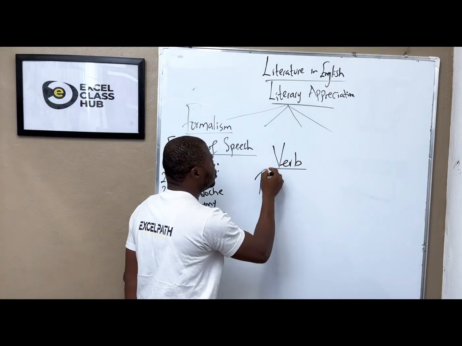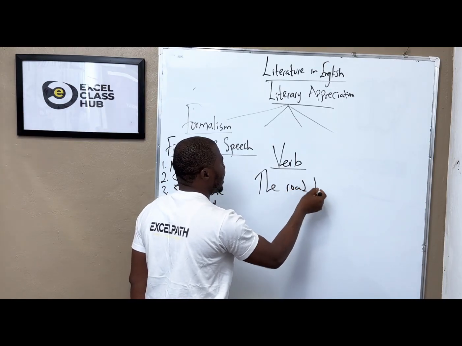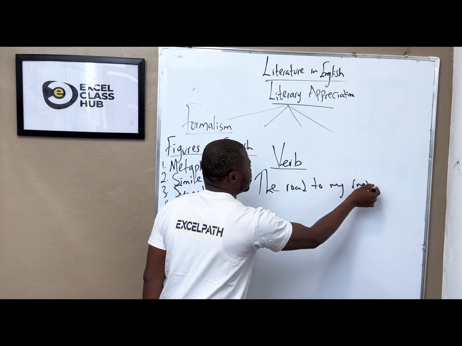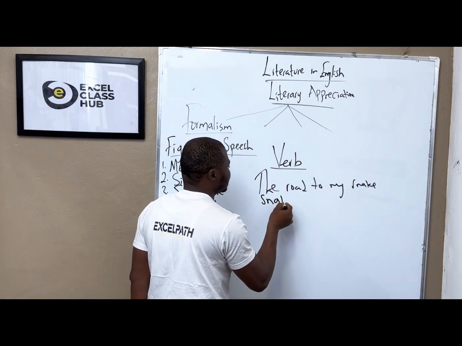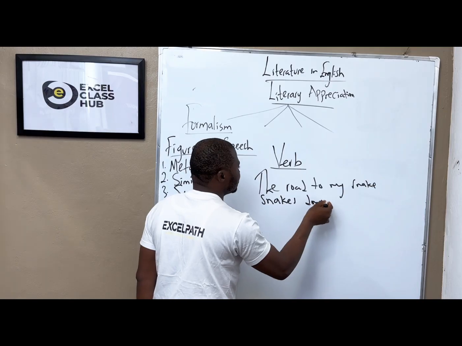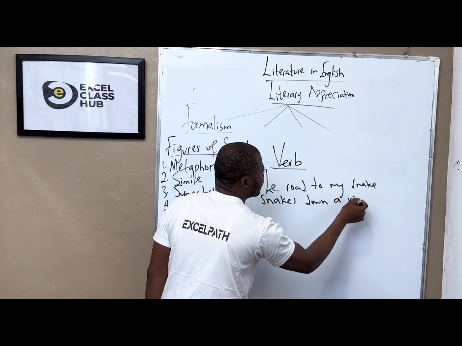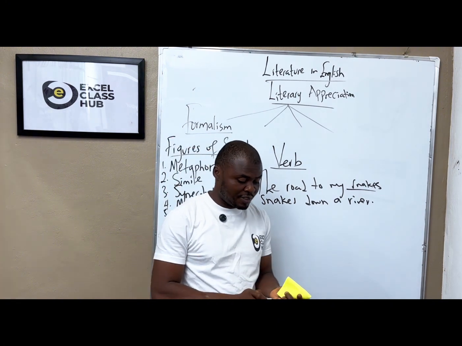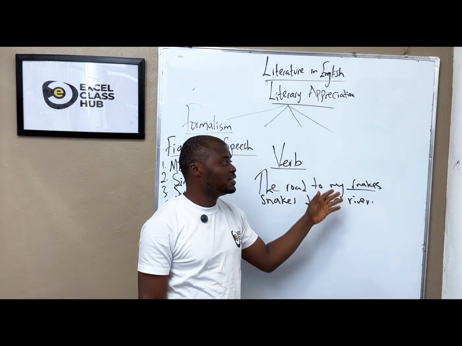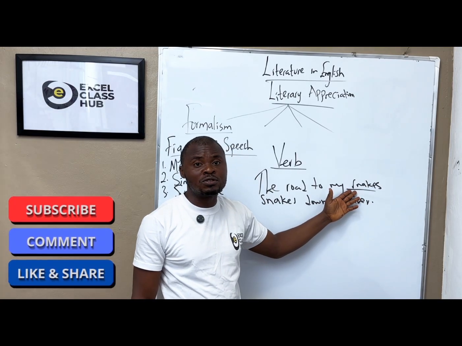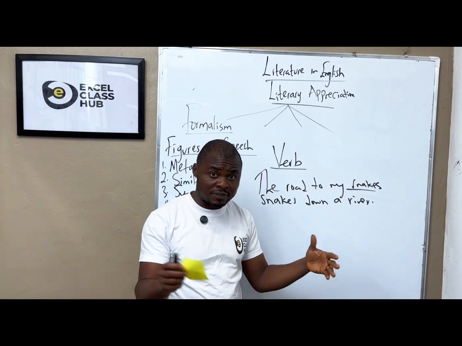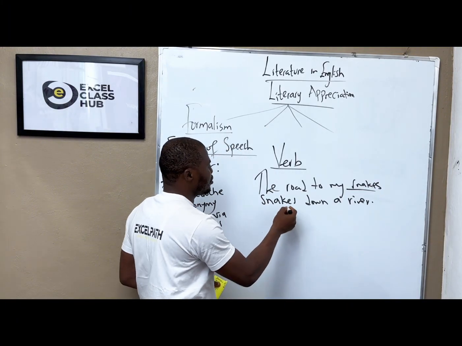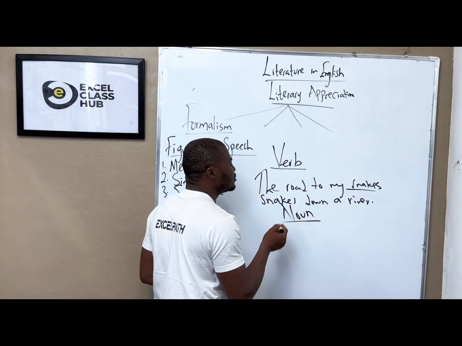If I say, the road to my house snakes down a river. Now, snakes here, this is a verb. So this is a metaphor. I'm definitely not referring to a snake. I mean, it's curved. It's not straight. That's what I mean. Now, it can also come by way of a noun.